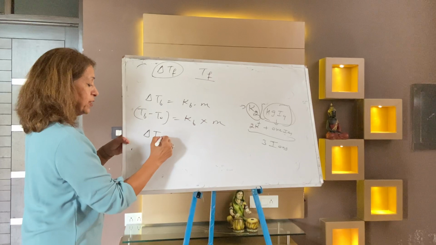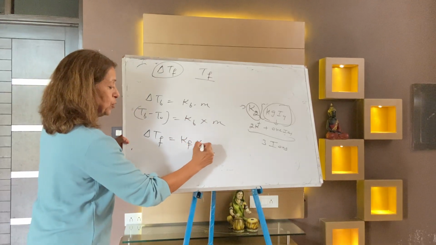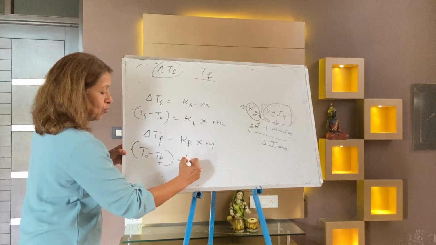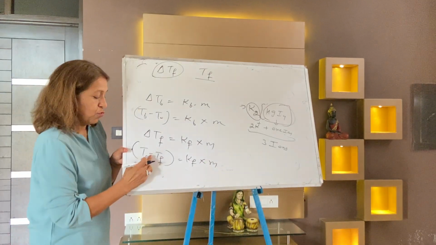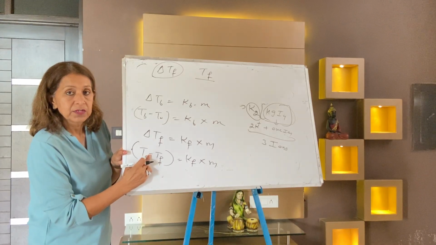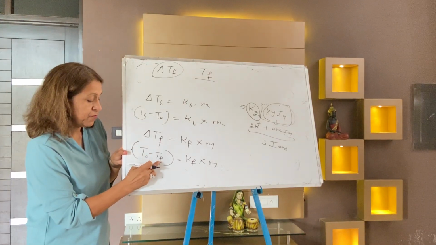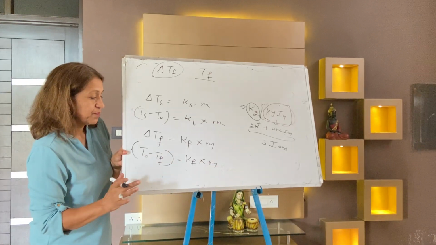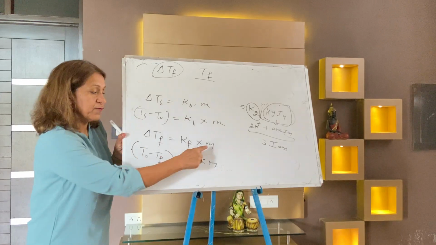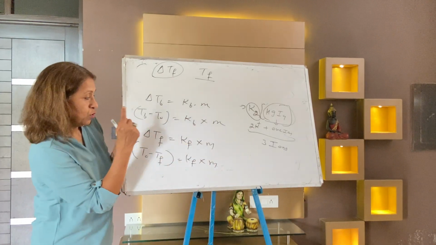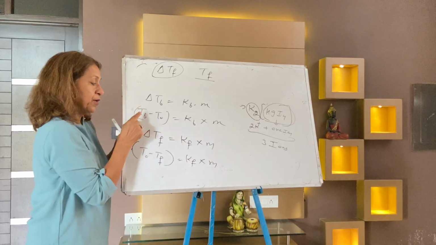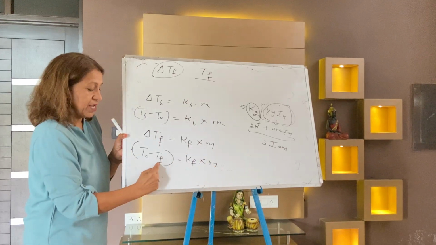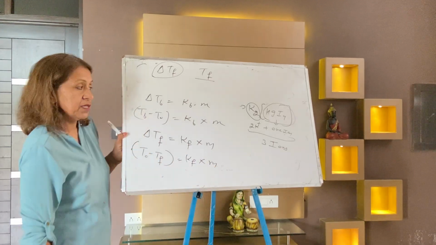But when the term comes, delta TF is Kf into m, and you know delta TF is equal to T naught minus TF. So TF is equal to minus this, that is, 1 by this. So that's the reason: when the number of moles of solute increases, TB increases. When the number of moles of solute increases, TF decreases. So that's the reason.